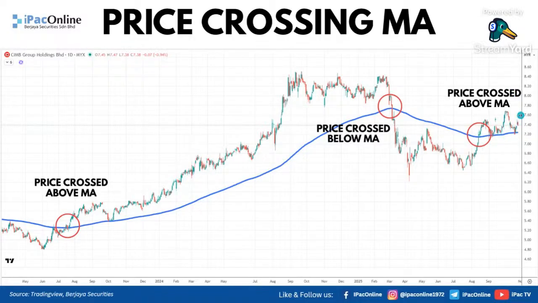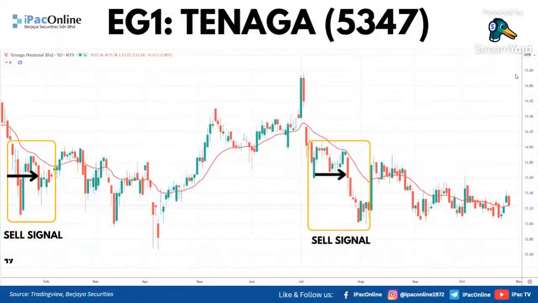If the share price continues to trade higher to 7.60, 7.80, we might see it develop into an uptrend and it could continue to trade even higher from there. So we will be using price crossing to determine whether it's an uptrend or downtrend, and if the price crosses above the moving average line, then we'll call it an uptrend, and we only want to look for buy signals.